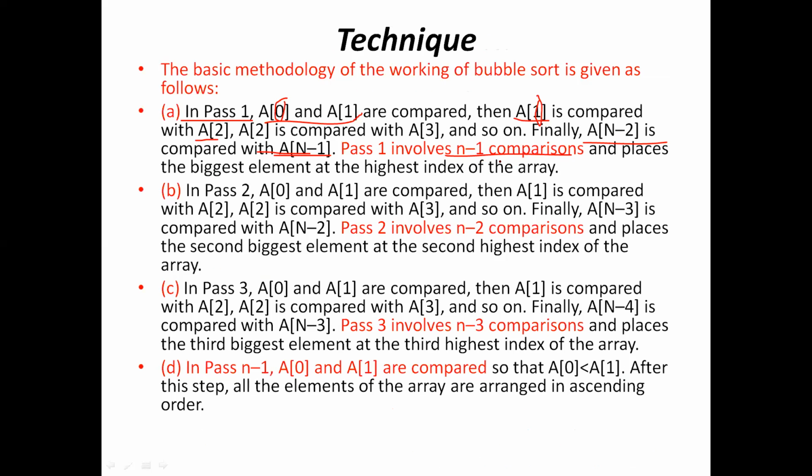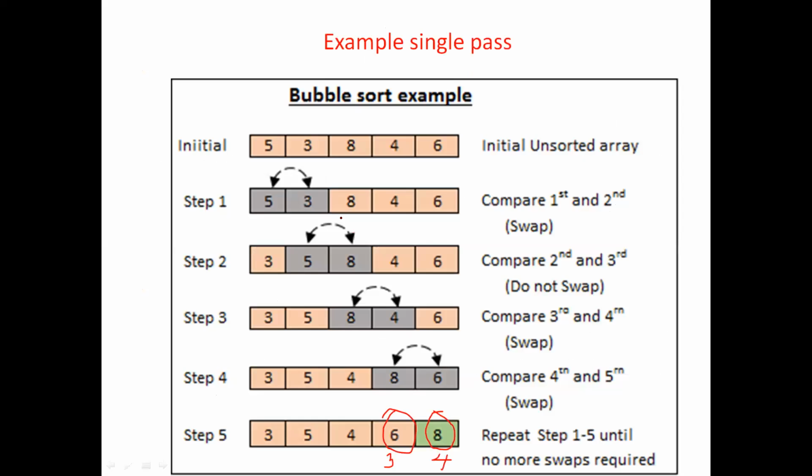If the input is 5, n minus 1 comparisons will happen. In pass 2, what happens? I no longer need to worry about the last element, because it is sorted. In pass 2, I have to worry about this part only.